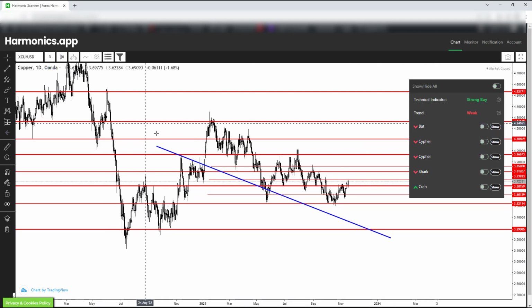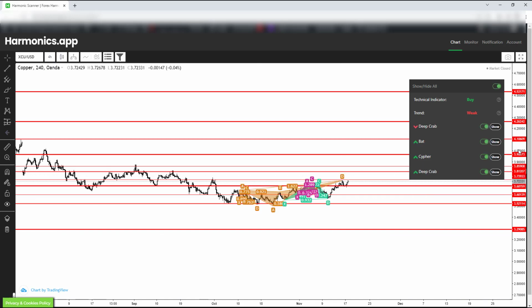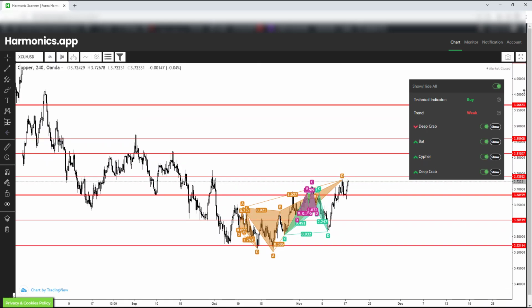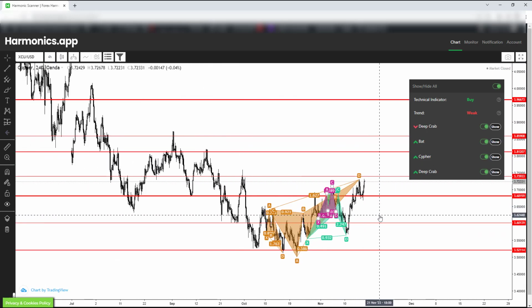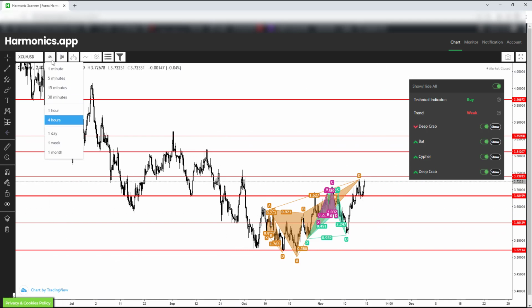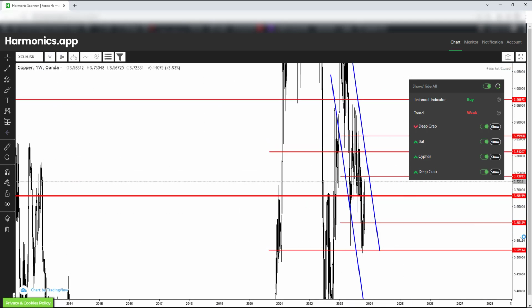Okay. The price is formed here as well. This is also visible already. Now let's go to the 4-hour time frame and see. Do we have it here? Yeah, we do have it. Just a minute.